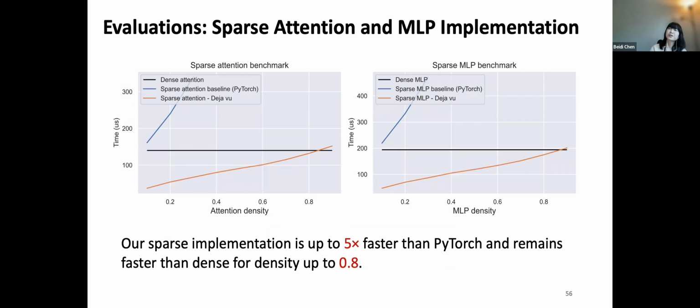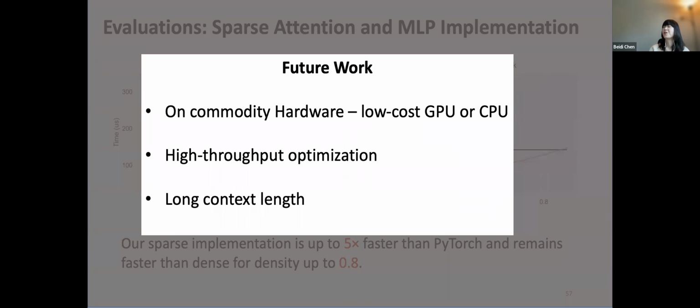And I believe the last evaluation is on our sparse MLP implementation. It's an evaluation of how well we scale. The plot on the left shows the scaling of the sparse attention implementation, and the right is the sparse MLP implementation. It is up to 5 times faster than naive PyTorch, and can still remain faster than dense matrix multiplication for density up to 80%. All right, I think that's the end of the evaluation.